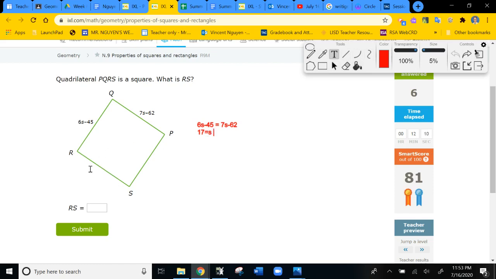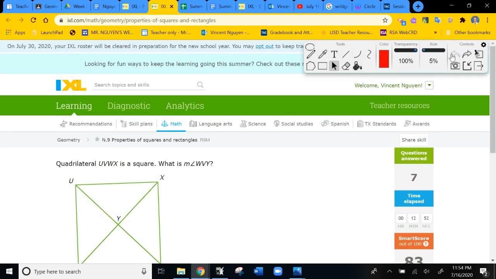Now, they're looking for RS, but RS is equal to any of these, right? So I can substitute into any of these and I'll find the answer. I'll just plug it in here. I'll do 6 times 17 and then minus 45. I think I'm going to use a calculator. My answer is 57. So the segment for RS is 57. Oh, I could just put it in this box right here. 57. Okay, submit. So those are actually pretty easy problems.